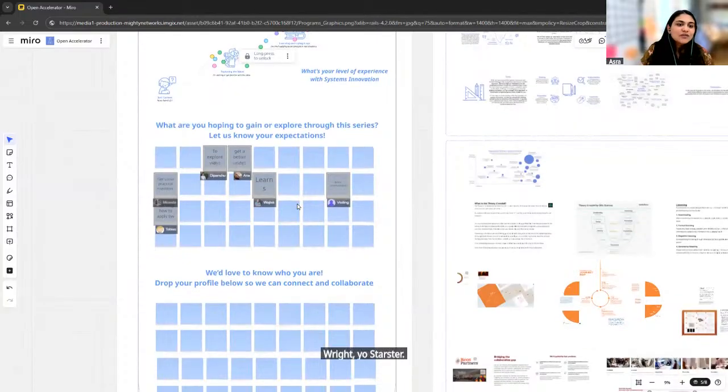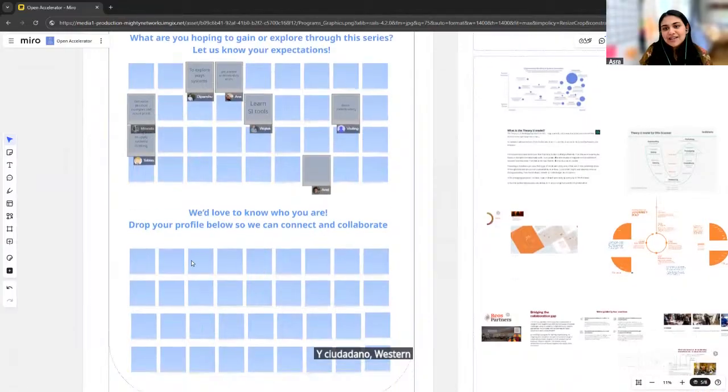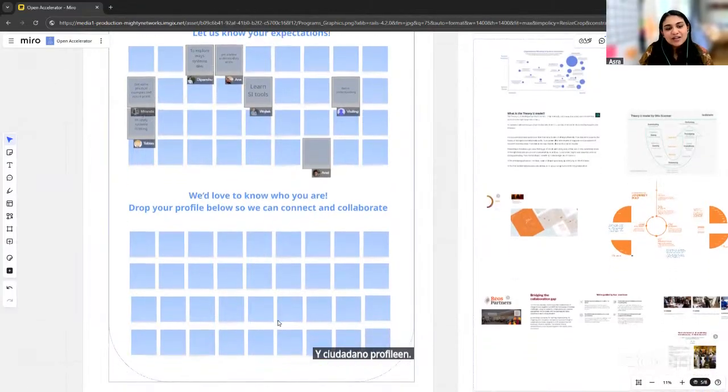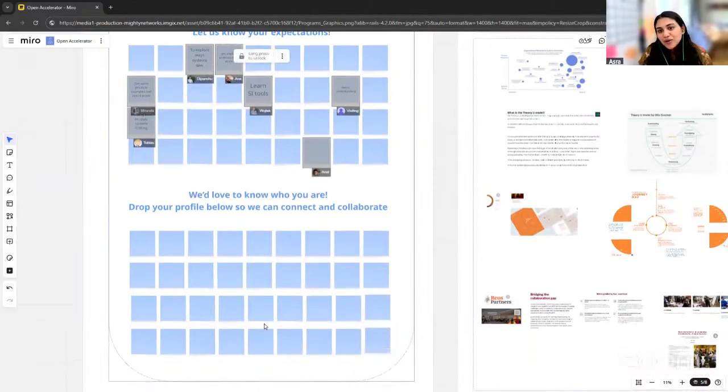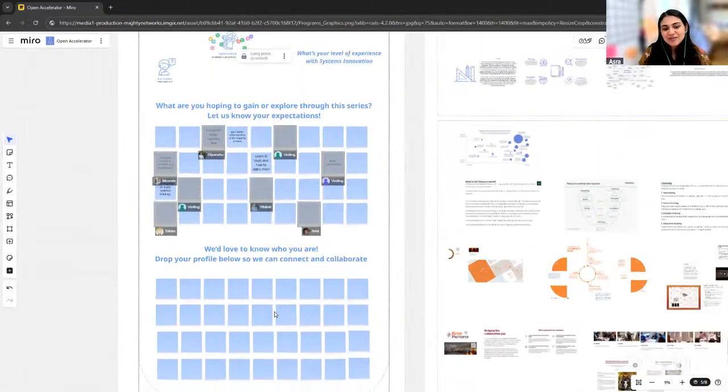If you're done with it, maybe you can also just share your profile link here in these stickies down below, because we would love to know where you're all coming from, and it would be a good place for you to connect with different participants and just talk to them over the 6-week series that we are conducting now.